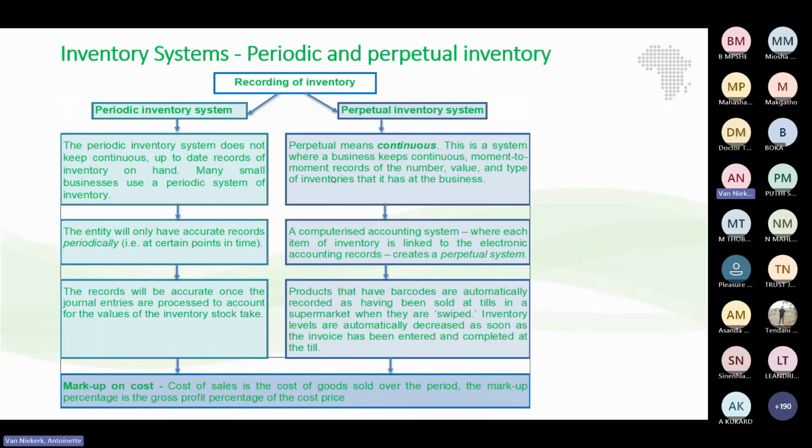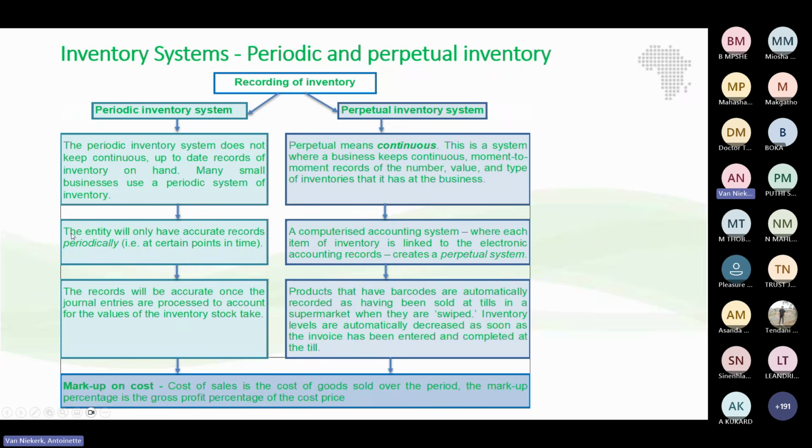Now we're going to look at the perpetual inventory system. Perpetual means continuous. This is a system where a business keeps continuous, moment to moment records of the number, value, and type of inventories that it has at the business. This makes sense since we do record in the inventory account when purchases occur, and also we take cost of sales and the inventory account into consideration when we are selling goods or inventory.